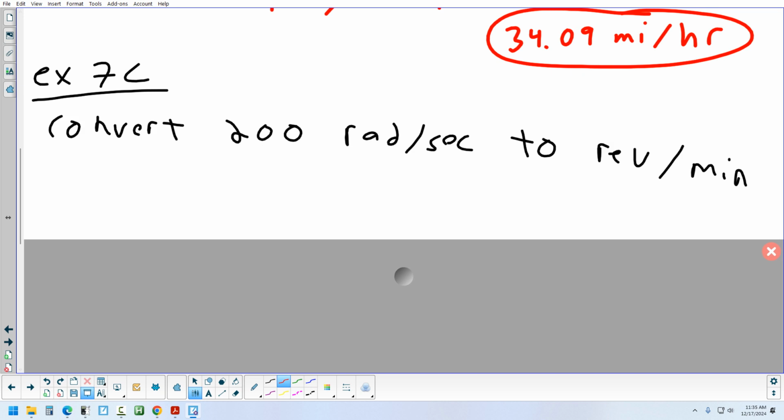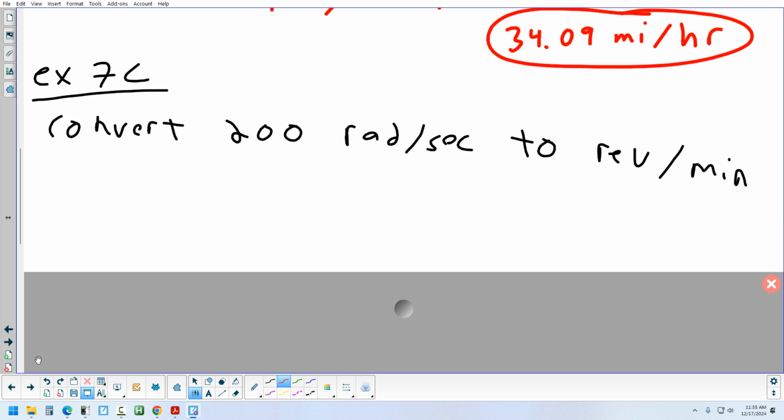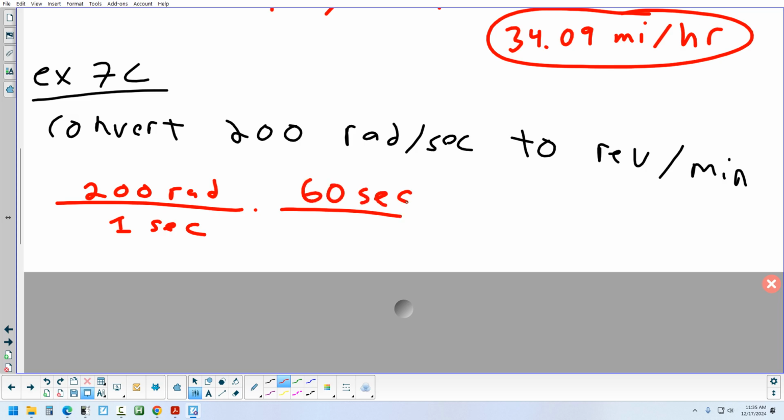Let's try angular to angular. We're traveling 200 radians in a second. What's the time unit that they want? Minutes. So how do I fix that so I can at least get rid of seconds? Seconds on the top and minutes on the bottom. What would be your whole conversion? 60 seconds equals 1 minute. Okay, time is taken care of.